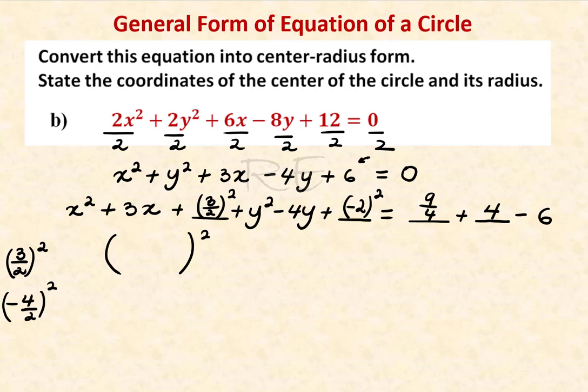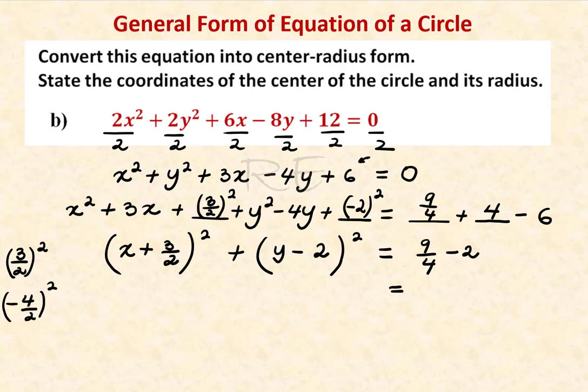Let's make the first bubble for the first perfect square, second bubble for the second perfect square. 9/4, and 4 minus 6 is negative 2. 9/4 minus 2. The first bubble, the perfect square, is x plus 3 over 2 squared. Second bubble is y minus 2 squared. And 2 over 1 will be 8/4. So 9/4 minus 8/4 will be 1/4.